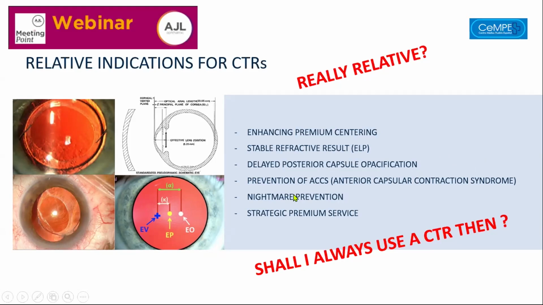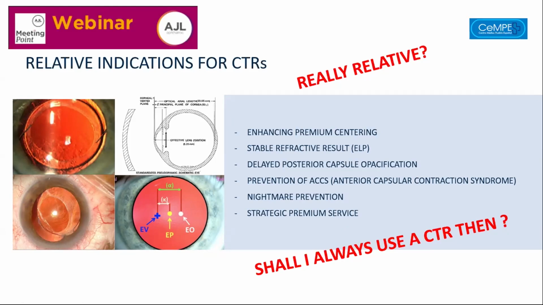Then another indication, which I also think is not relative, is to prevent the ACCS, anterior capsule contraction syndrome, or also called capsular phimosis. Like in this picture, in some cases, you cannot predict before doing the procedure that that capsule is going to react in that way.